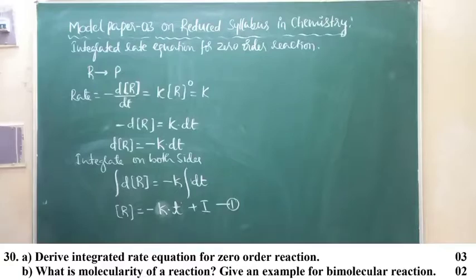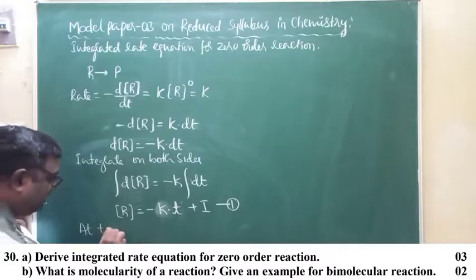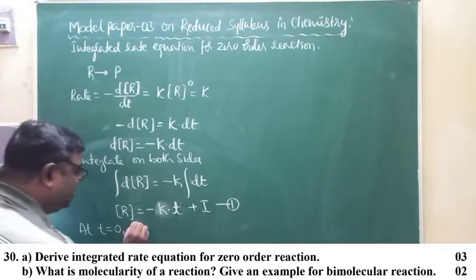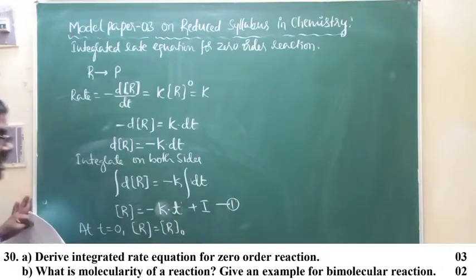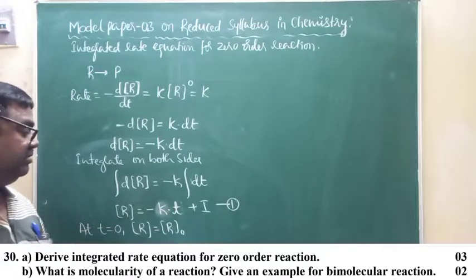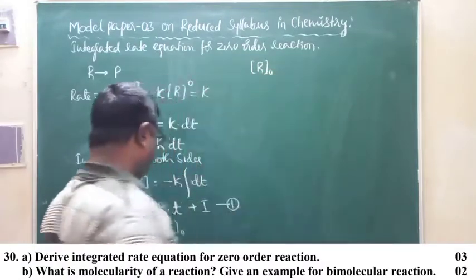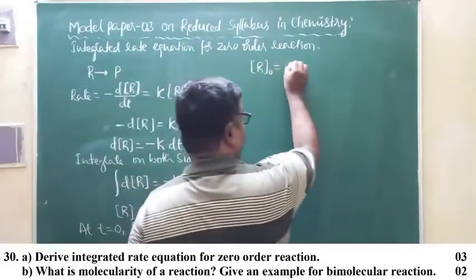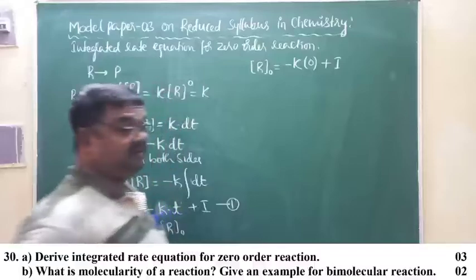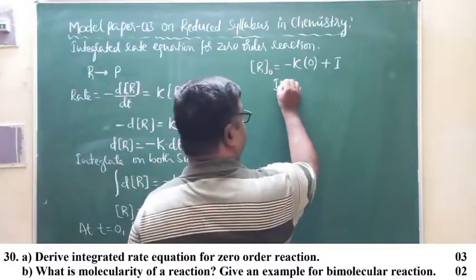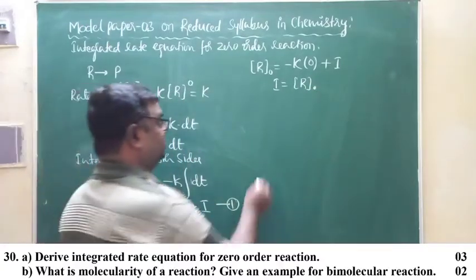Now you are supposed to calculate the value of the integration constant. For that purpose, go for a time t equals 0. The concentration of reactant at time t equals 0 becomes the initial concentration, and substitute these values in equation 1. In the place of [R] put [R] naught, that's equal to minus k, in the place of t put 0, plus I, the integration constant. On the basis of this, I is equal to the initial concentration of reactant. Substitute that in equation 1 and see what happens.